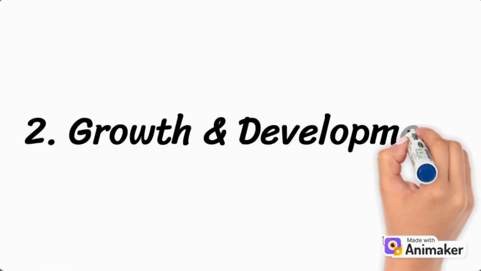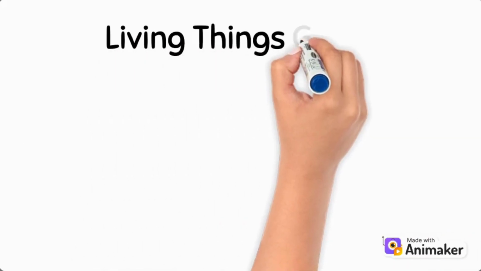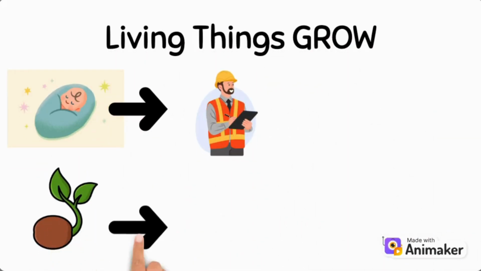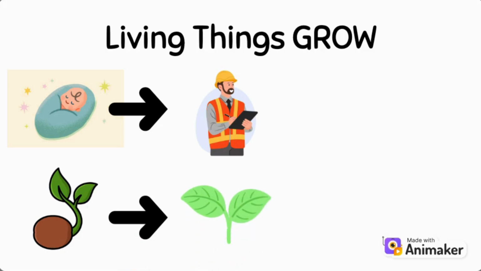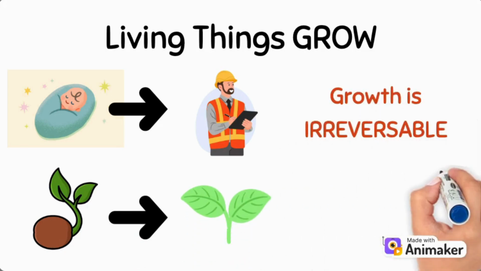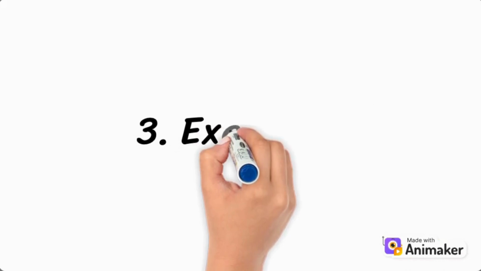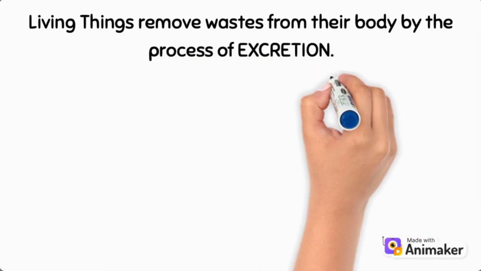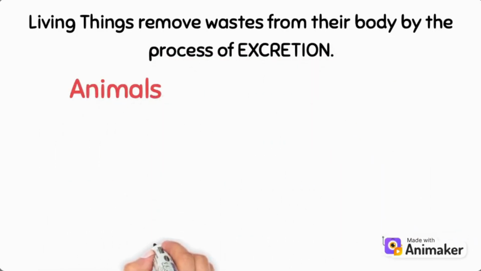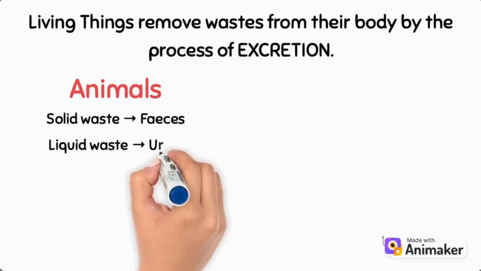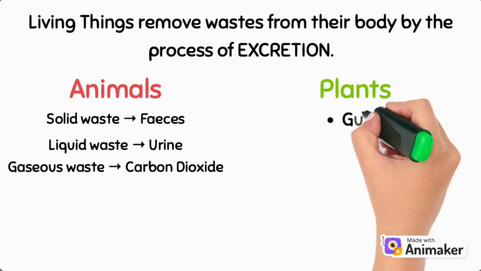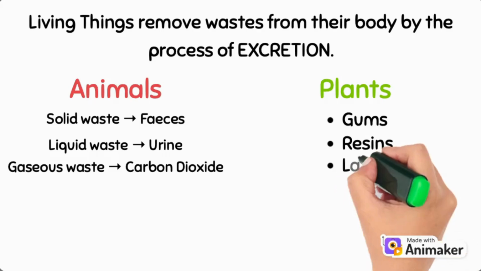Growth and development. Living things grow. Babies grow into adults and seedlings grow into plants. Growth is irreversible. Excretion. Living things remove wastes from their body by the process of excretion. Animals. Solid waste feces, liquid waste urine and gaseous waste carbon dioxide. In plants, gums, resins and latex.